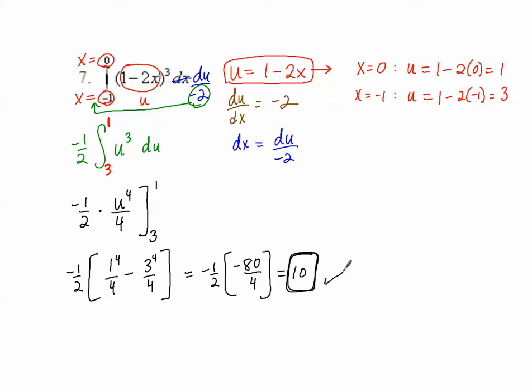Now here's something that you might see done elsewhere. Notice that we never had to change back to x because our limits were in terms of u. Sometimes what you will see is instead of going this route, which I think is the easiest, you might see this. Negative a half, we've done the antiderivative, times the u, 1 minus 2x to the fourth over 4. But if I'm plugging back x's, I need those limits to be x's, negative 1 to 0. Then we'll plug in the 0, we'll plug in the negative 1, and eventually we'll get to the 10, but it's a lot more stuff that we have to plug it into.